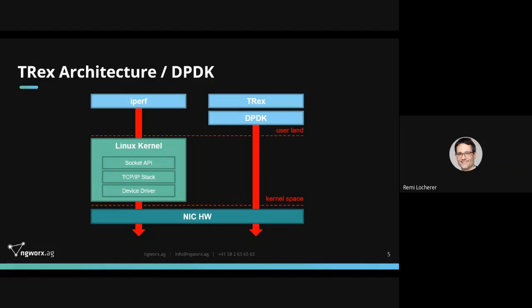Are there questions regarding the architecture or regarding DPDK? I'm not a DPDK programmer. Usually, if you use DPDK, you're programming your application in C or C++. And actually, TRex, at least the core of it, is written in C++, which of course also helps for performance. Then let's go to the next slide.